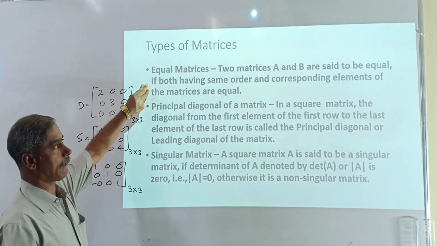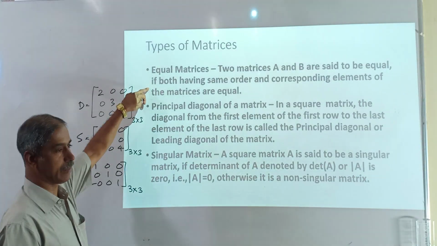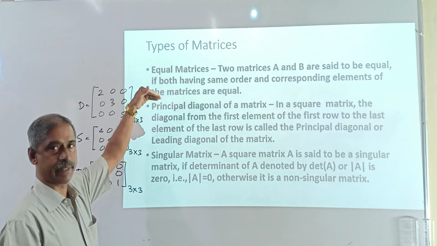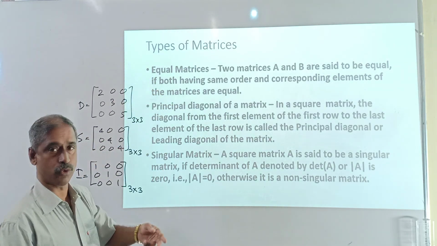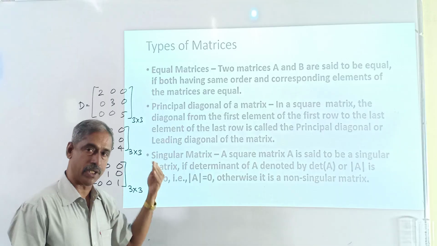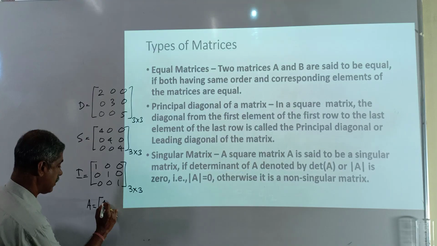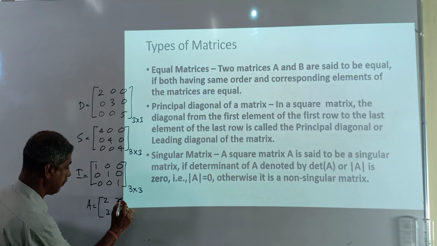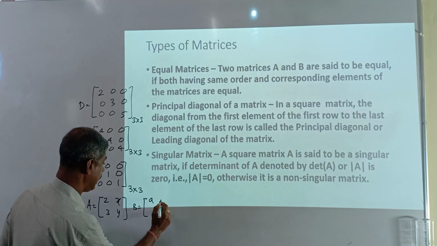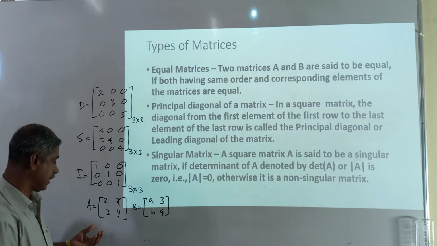Equality of two matrices. Two matrices A and B are said to be equal if both have the same order. Condition number 1 is that they are of the same order. The first matrix is 2 by 3. The second matrix is also 2 by 3. And when we compare the corresponding components, those positional entries shall be the same. Say A has elements 2x, 3y, and B has elements a, 3 and b, 4. We can compare the corresponding entries and bring the answer.